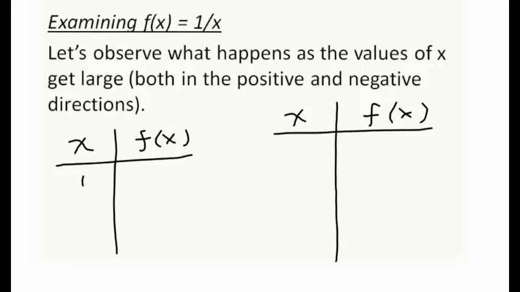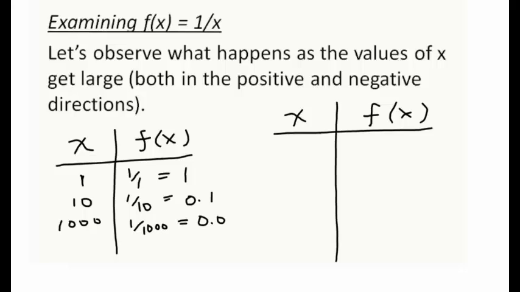So let's begin by working in the positive direction. Obviously, if we put in x is equal to 1, we get 1 over 1, so f of x is equal to 1. If we put in x is equal to 10, we get 1 over 10, which we know as the decimal number 0.1. If we were to put in something like 1,000, we would get 1 over 1,000, which is this decimal number. And I'll do one more. Let's do 100,000.